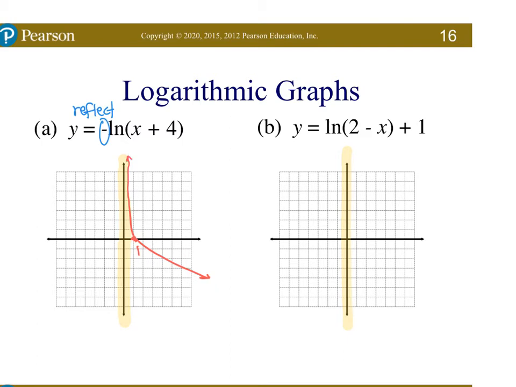Remember, reflections always come before shifts. So we do a reflection and then we take our shift. This is going to be a shift left 4 units. And so I want to take my asymptote and my graph and shift them 4 units to the left.